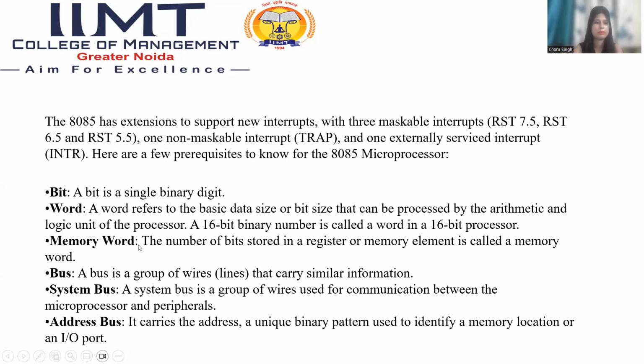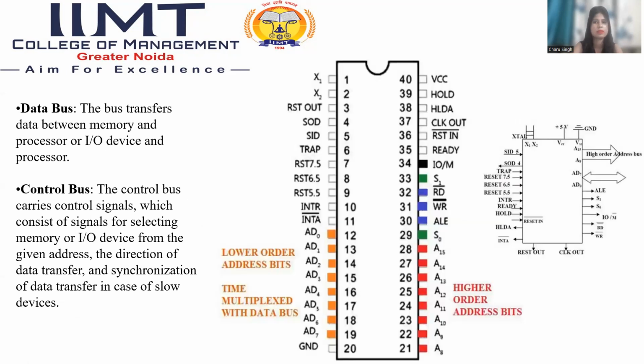We have a memory word. The number of bits stored in a register or memory element is called a memory word. And we have the bus. A bus is a group of wires, or you can say lines, that carry similar information. A system bus is a group of wires used for communication between the microprocessor and the peripherals. And we have the address bus. The address bus carries the address, a unique binary pattern used to identify a memory location or I/O port.